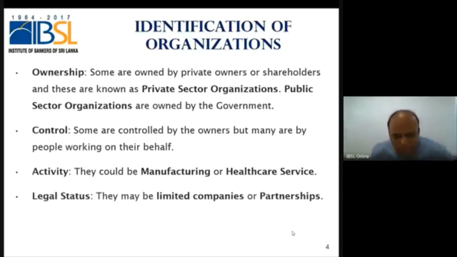Then it comes to the legal status. How does the legal status identify a company? We can put them into two broader categories. One is called limited companies, and the other is called partnerships. The definition for limited companies we will discuss in detail later, but let me give you an idea of the partnerships. Now, when one person starts a business, that person becomes the owner of the business.